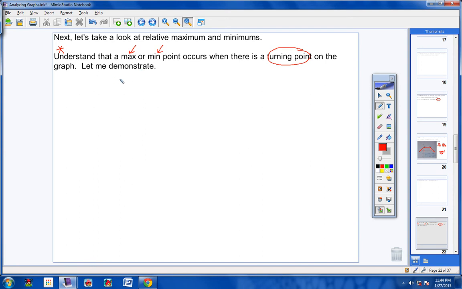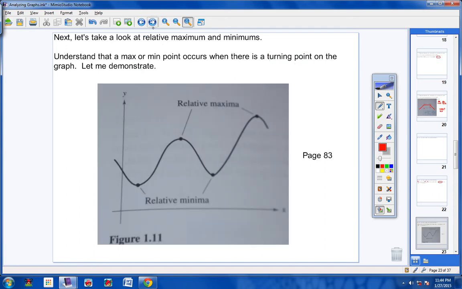Let me demonstrate, okay? This picture will help you a lot. Notice the graph has a turning point here, here, and here. So whenever there's a turning point, we then have either a maximum or minimum point. Now, see how this is curving down then up? So we call this a minimum point, because it's low. Then as it comes up here and goes from increasing to decreasing, we call this a maximum point right here.